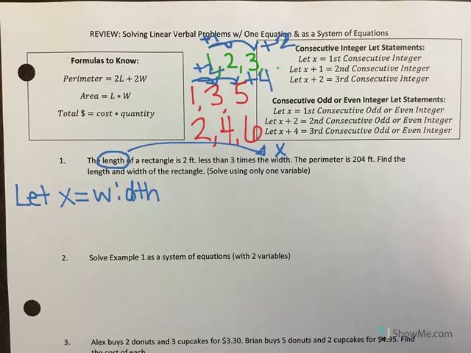And now we have to use a let statement to represent the length. And as we see here, where it says the length of a rectangle is, we know that is represents the equal sign. 2 feet less than 3 times the width. Well, 2 feet less, remember that's always subtracting 2 at the end, from 3 times the width. And 3 times means we're multiplying our width by 3. So if we translate that into our let statement, we're going to say let 3x minus 2 represent the length.